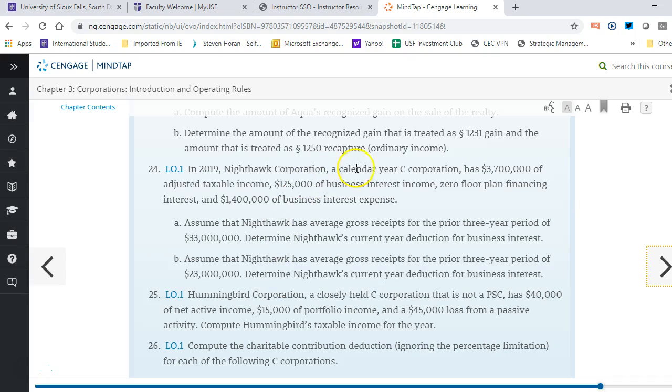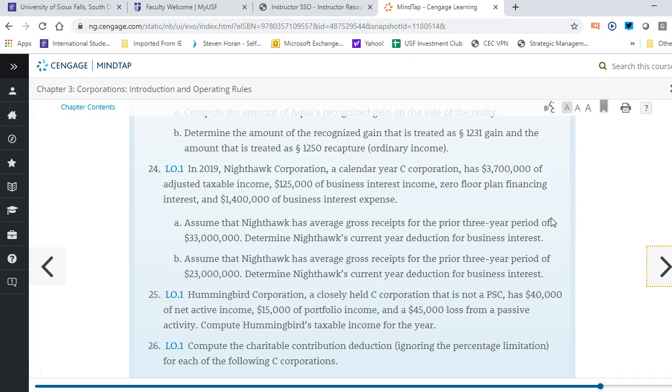It says Nighthawk Corporation is a calendar year C Corp. They have $3,700,000 of adjusted taxable income, $125,000 of business interest income, 0 floor plan financing interest, and $1,004,000 of business interest expense. For Part A, assume that Nighthawk has average receipts of the prior year through period of $33 million. Determine the current year deduction for business interest.